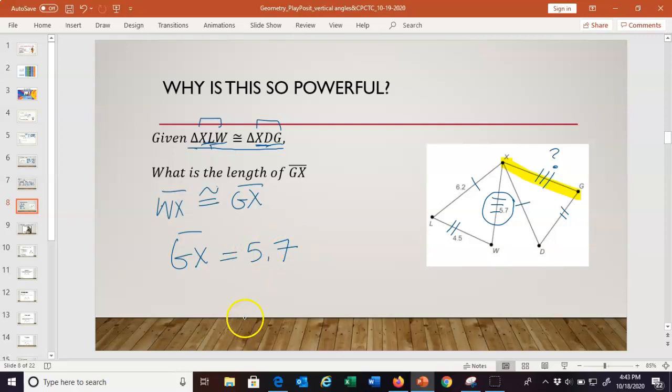So using this powerful statement, we were able to get the length of GX just based on how long WX was. And that's it. There's really nothing to compute. The math here that's involved is the geometric logic that we use when we're marking up the diagram from that statement. It's pretty cool. It's very powerful. Yes.